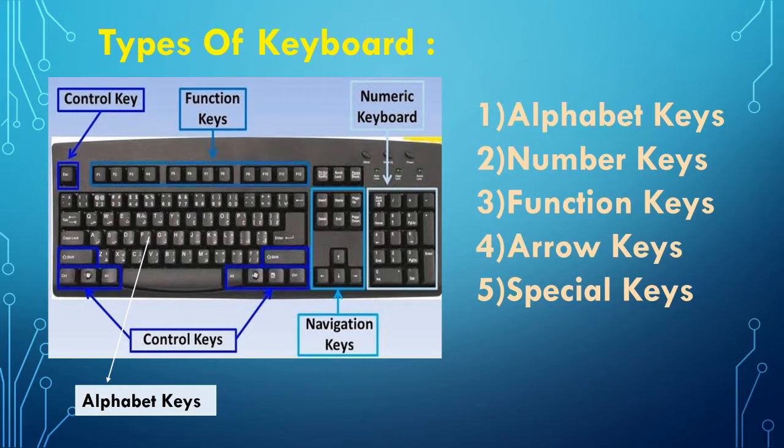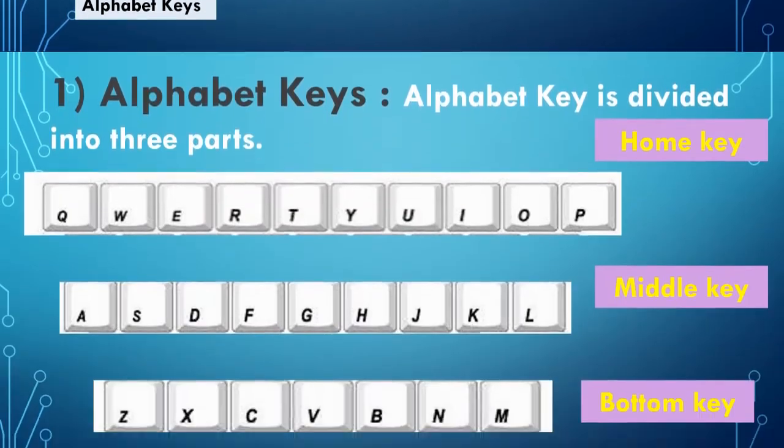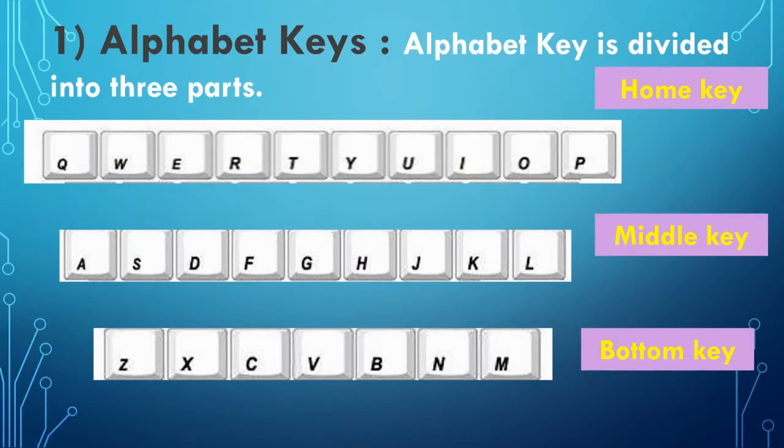Now students, let's learn more about keyboard and their keys. Our first type, that is alphabet key. Alphabet key is divided into three parts. In the alphabet key, first row is called home key. Then second row is called middle key, and last row is called bottom key. So these are the three parts of alphabet key.